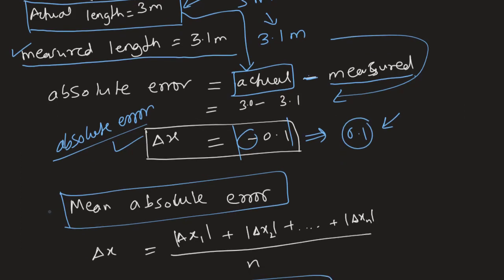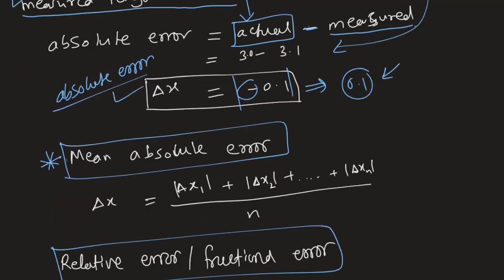Now, for some time being, don't consider this mean absolute error. I will come back to that. First, let us have a look at the relative error, or the fractional error. So we know what the absolute error is, right? So we just got the real length and the measured length. So we just subtracted that.